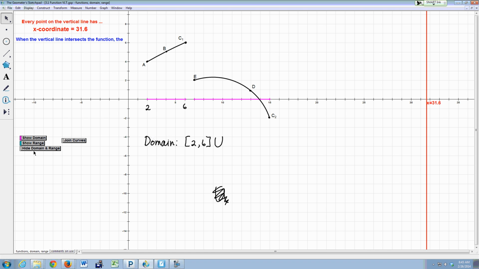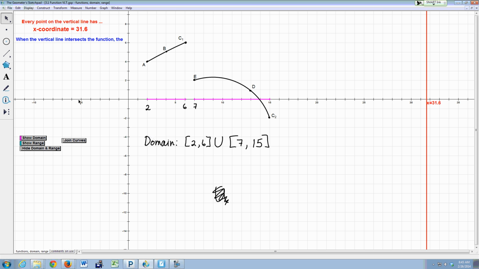And now where would the rest of my domain begin here? Where would I start it? 7, right? And I would go out to 15. Okay. So that's my domain. This entire function is defined between the numbers 2 and 6, including 2 and 6, and it's defined between the numbers 7 and 15. All the other x values, they don't matter because they have no input. Literally, they have no input into the decision here as to what your y value is going to be.